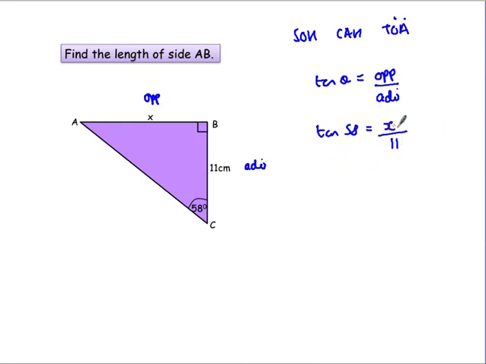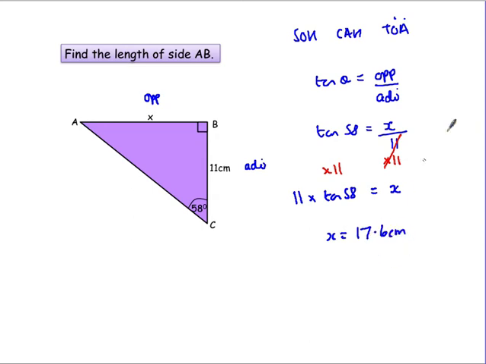So now I just need to get x on its own, find the value of x, and to do that I need to multiply by 11 to get rid of the divide by 11. So from there I've got x equals 11 times by the tangent of 58. So on the calculator, 11 tan 58, and that gives me 17.6 centimetres to one decimal place.